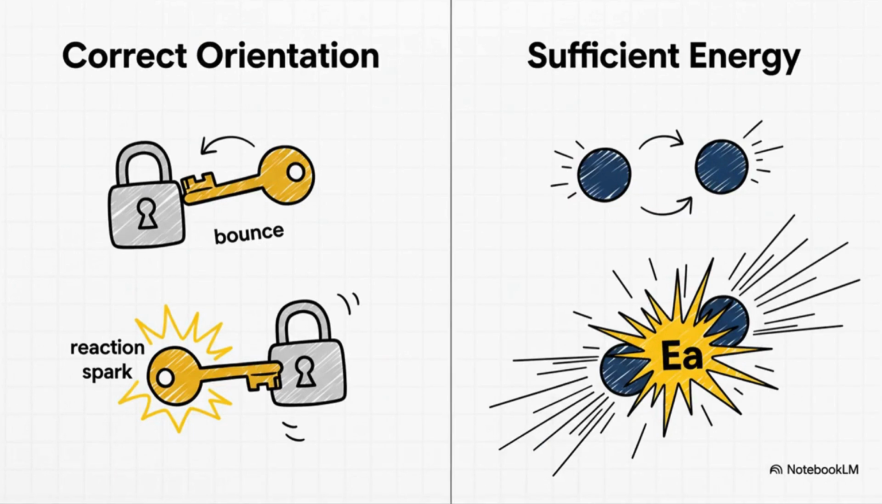It turns out there are two golden rules. First, they have to hit each other in just the right way. The orientation has to be perfect, kind of like a key fitting into a lock. And second, and this is the big one, they have to smash into each other with enough energy to actually break their old bonds. This minimum amount of energy needed has a name, and it's super important. It's called the activation energy.